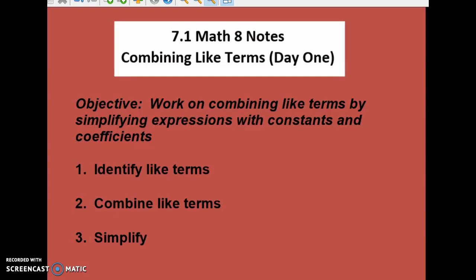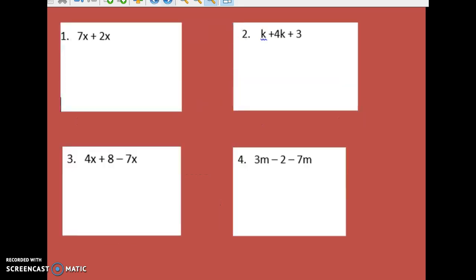Today we're going to look at Chapter 7, Lesson 1, which we're going to break into several different days. Today, Day 1, we're going to focus on combining like terms, which means that we have to understand what a constant is and what a coefficient is, and then we have to simplify those terms and put them together. So what I would like for you to do today as we're going through this video is to fill out your notes as I go through the notes on here. Your problem should look exactly the same as mine.